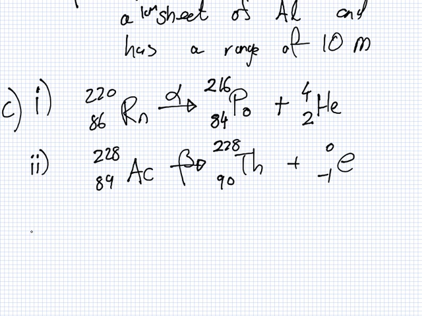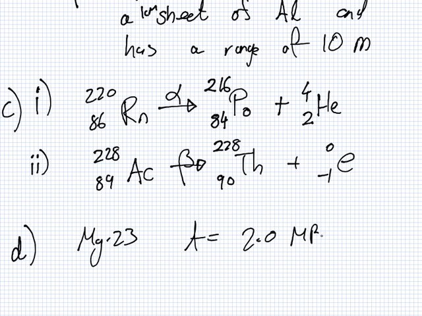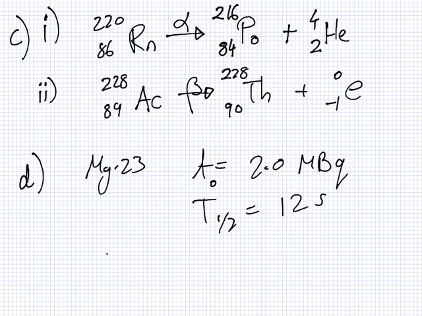Is there C, part 3? No, D. A sample of magnesium 23 has an initial activity of 2.0 megabecquerel and a half-life of 12 seconds. Part 1, determine the activity of the sample after 60 seconds.